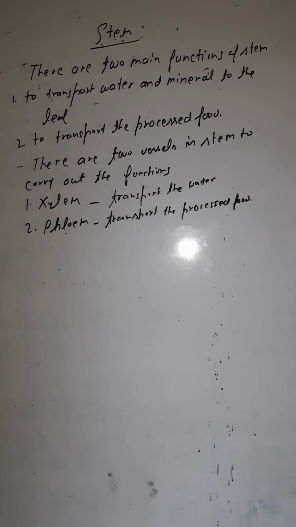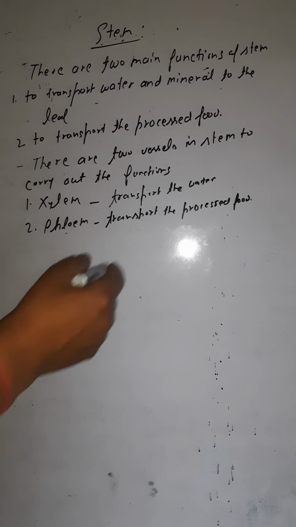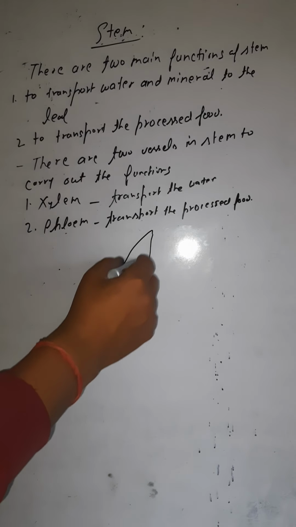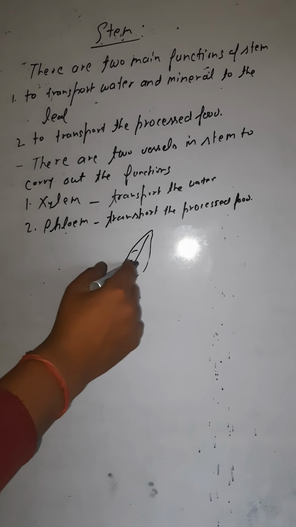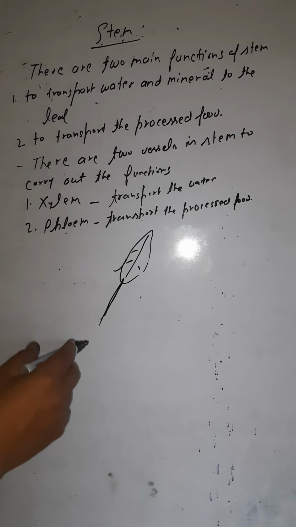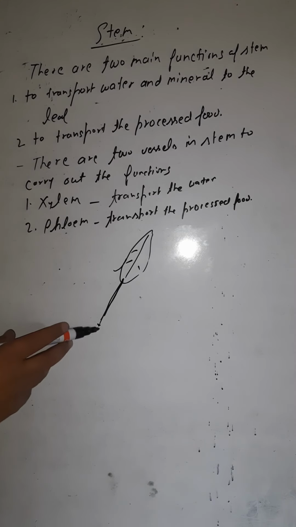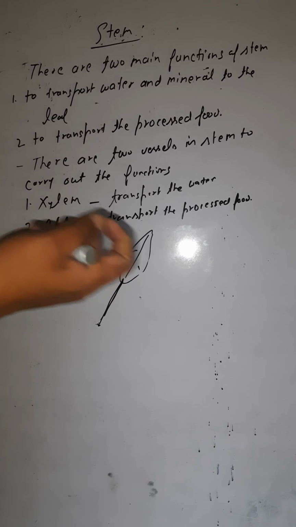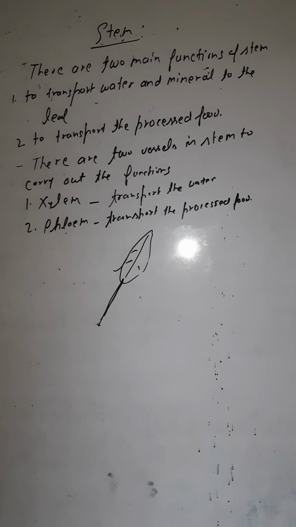Now we have two different experiments, with the help of which we can prove whether the xylem and phloem are there in the stem or not. Suppose you take a leaf having a stem like this. If you look closely into the stem, you would find small vessels there. These are xylem and phloem. These two different vessels you would see in the case of the leaf.